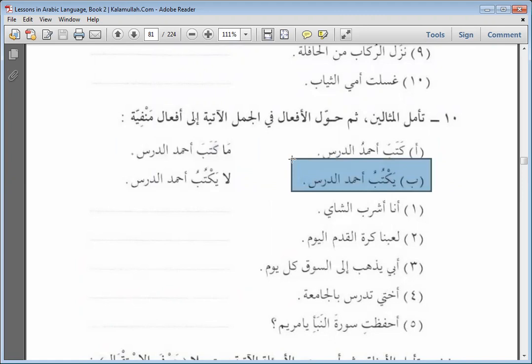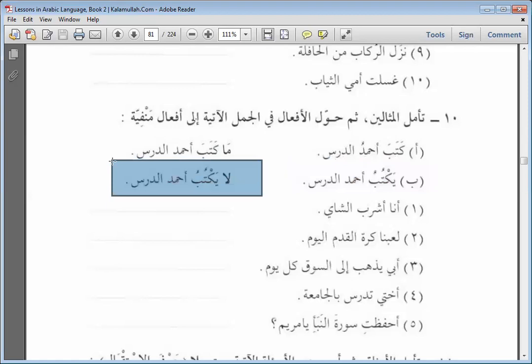Look at the present tense. يكتب أحمد الدرس. Let's see the negative, or we negate the sentence by saying لا يكتب أحمد الدرس. You all understand the difference? Ma is for past tense, la is for present tense. All right? You all with me?